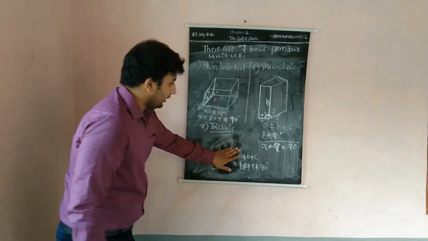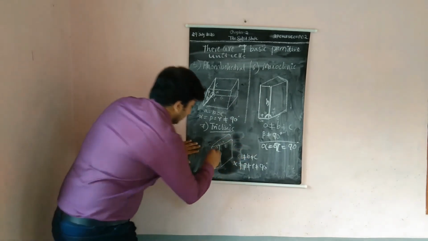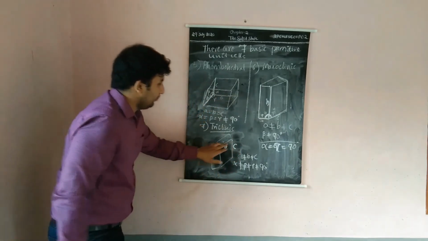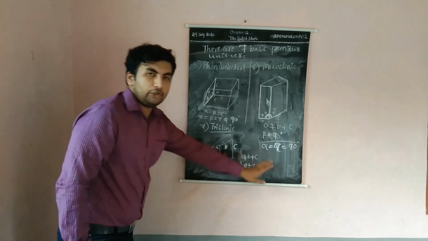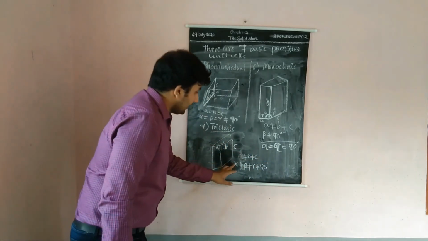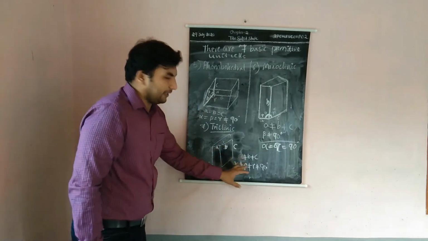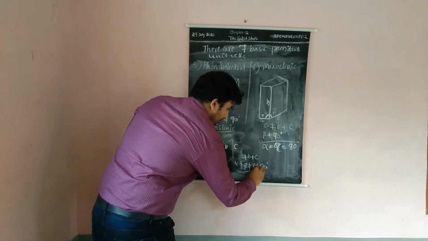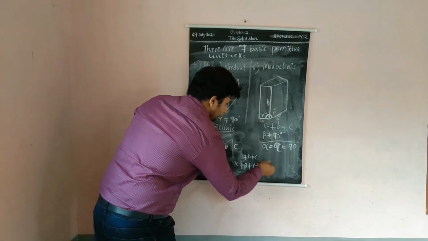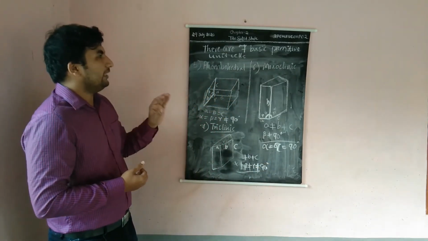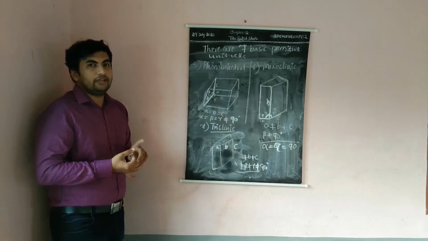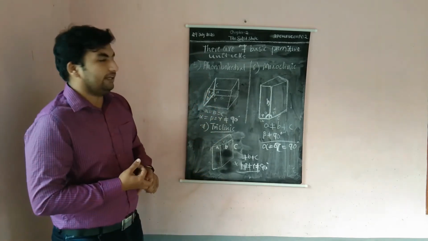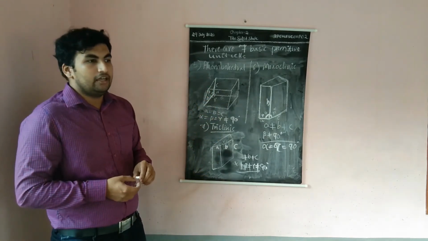Here also, all three edges A, B and C are not equal to each other, and the angles between those edges, alpha, beta and gamma, all three are not equal to 90 degrees. These are the 7 basic primitive unit cells: cubic, tetragonal, hexagonal, orthorhombic, rhombohedral, monoclinic and triclinic.